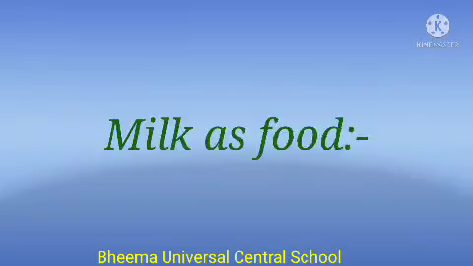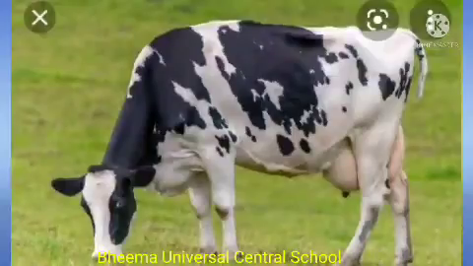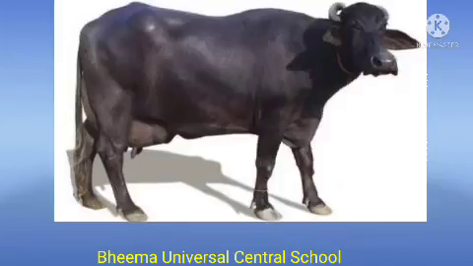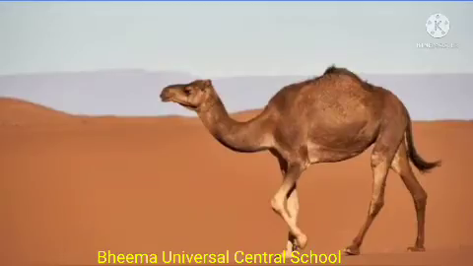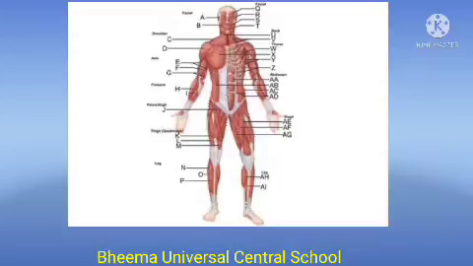Very good. First one is milk as a food. Animals like cow, buffalo, goat and camel provide us milk. They are also called milk yielding animals. It helps us in our growth and in building muscles.